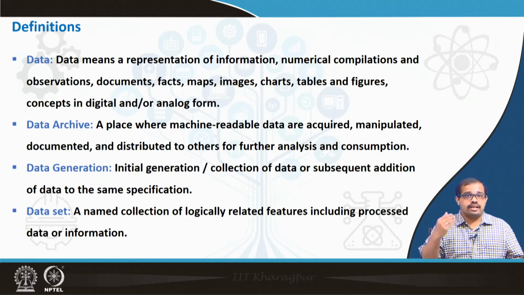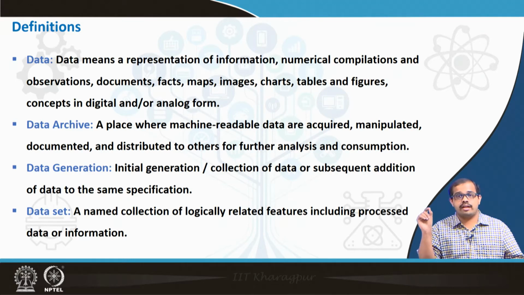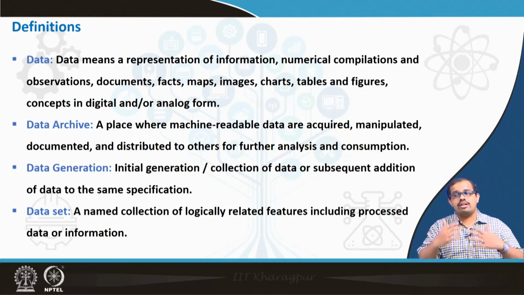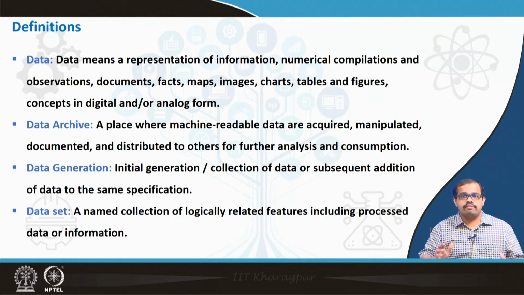And when I say data archive, this is a place where machine readable data are acquired, manipulated, documented, distributed to others for any further analysis or in terms of representation or consumption. So, this is what is called a data archive. All of these are defined in a clear cut way, so that a user or a data generator understands how the data has to be stored and transmitted. So, when I say data generation, initial generation and collection of data or subsequent addition of data to a specific, the same specification, that is what is called data generation.